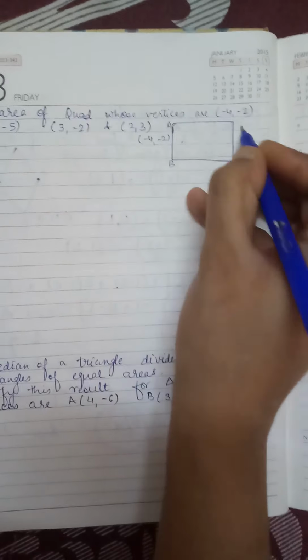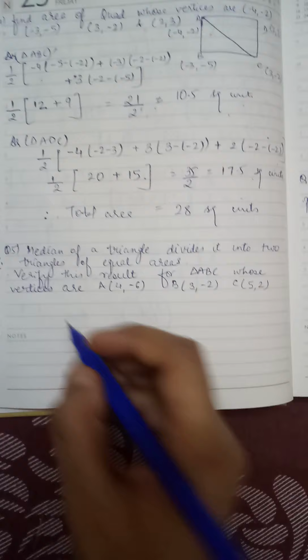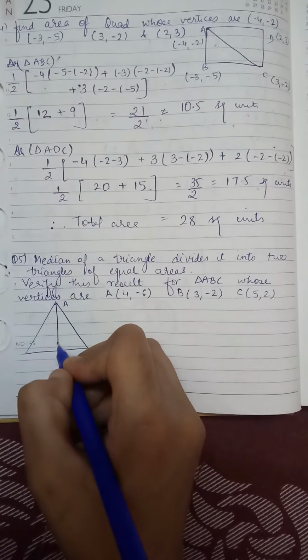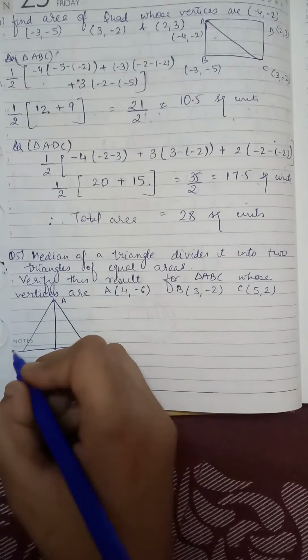Now a median of a triangle divides it into two triangles of equal areas. We have studied last year that a median divides a triangle into two parts of equal area. The vertices are 4 comma minus 6, 3 comma minus 2 and 5 comma 2. We have to find the area of these two triangles. In order to find the area of these triangles, we have to find the coordinates of D. So by the section formula, coordinates of D will be 3 plus 5 upon 2, minus 2 plus 2 upon 2, which is equal to 8 upon 2 is 4, 4 comma 0.